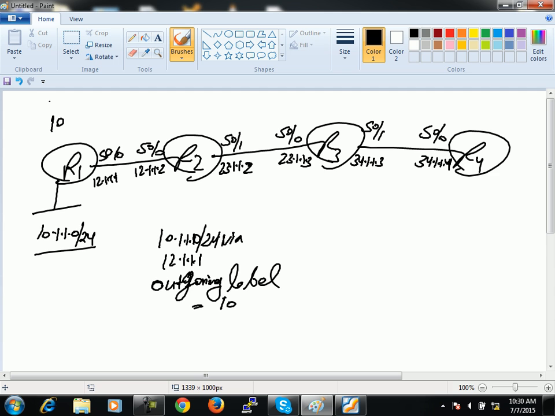Now remember that labels are locally significant, they are always locally significant. Whenever a router receives a label for a prefix from its neighbor device, it will then generate its own label as well for that prefix. So let's say that R2 has generated its local label for this prefix as 20. And then the exit interface will also be specified there immediately. The exit interface is S0/0 on R2.